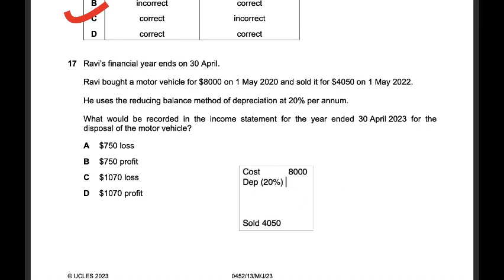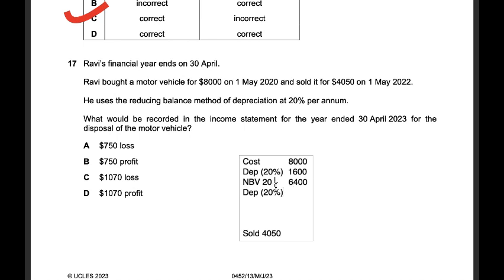Alright, the depreciation of 20%. So 20% is essentially 1 upon 5. 1 upon 5 of 8,000. That will come down to 1,600, I suppose. Yes, $1,600. Making the NBV, that is the net book value. How do we find the net book value? We subtract the depreciation from the cost or the depreciation from the previous year's net book value. So here it gives us $6,400. Then we go on to depreciation of 20% for the year 2021. Yes, 1 May 2020 to 2021 and then 21 to 22.